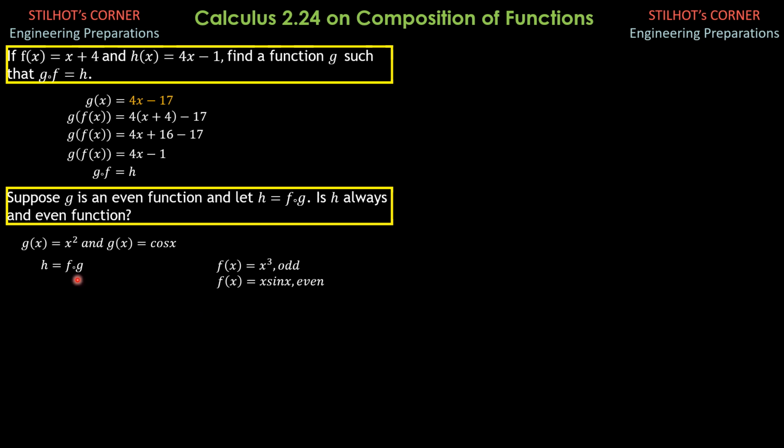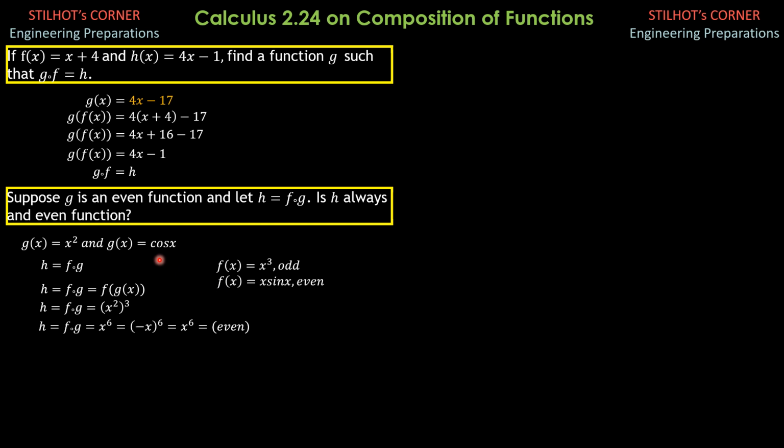So for f of g, this is g here, substitute here. So x squared quantity cube, so h is f of g of x, and that is x squared quantity cube, and it becomes x to the 6. And if we replace x by negative x, the original result for h, which is x to the 6, remains unchanged, x to the 6. So that's why h is even after we consider f as odd.